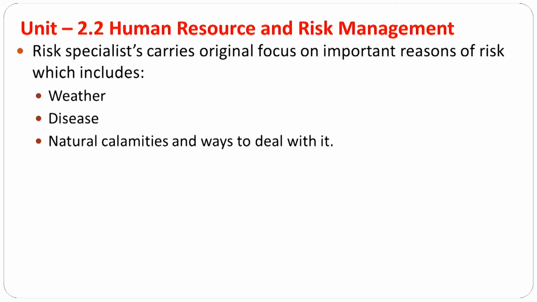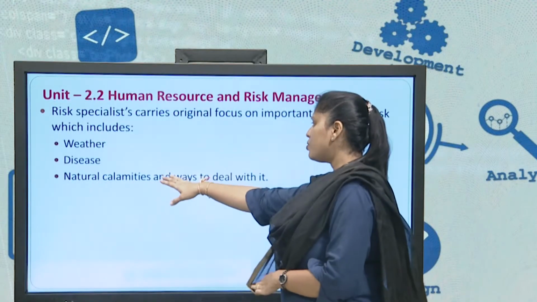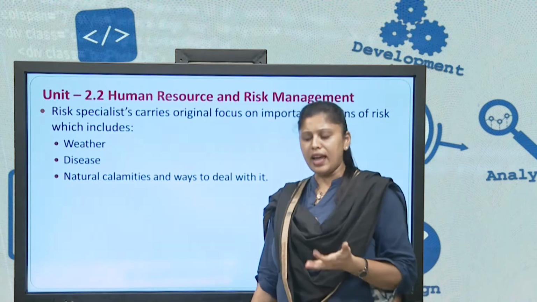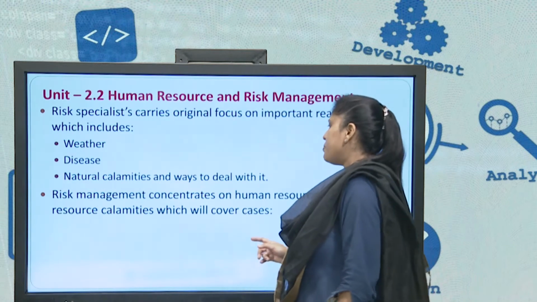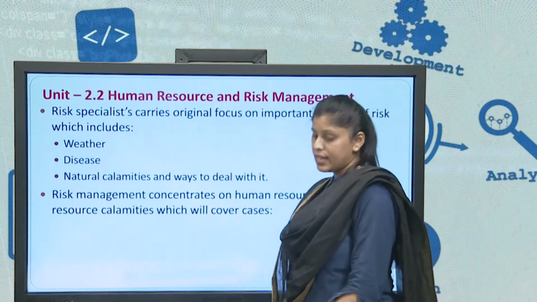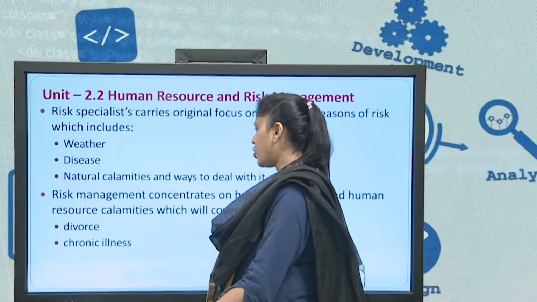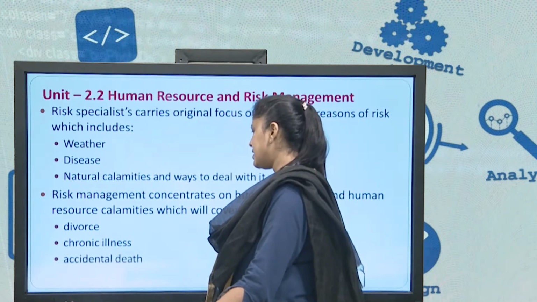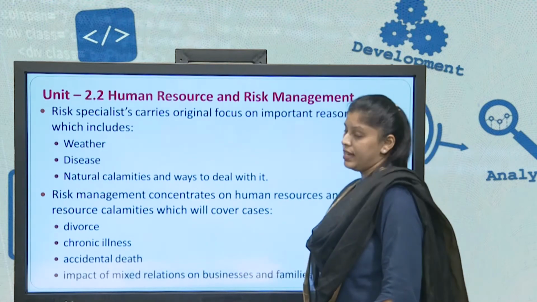Then disease. If somebody is going through some chronic disease, then we need to take care of them and provide them with medical treatment. You need to see natural calamities and ways to deal with that particular risk. It says that risk management concentrates on human resource calamities, which will cover cases like divorce, chronic illness, accidental death, and impact of mixed relations on business and families.